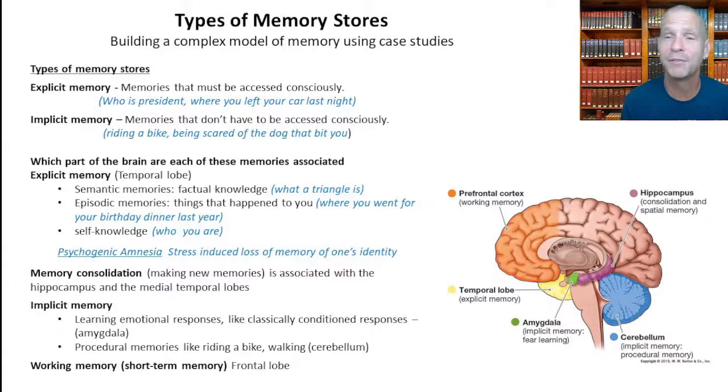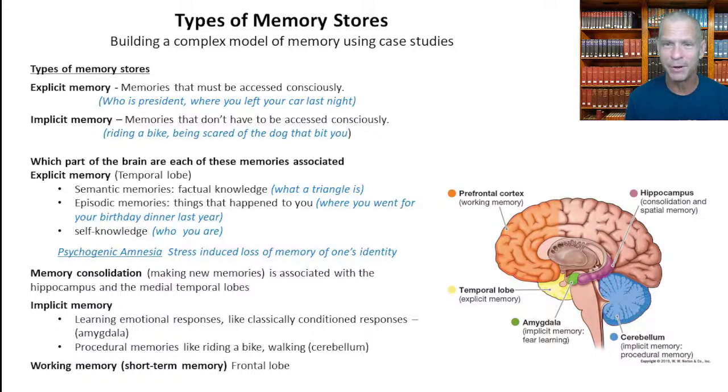You don't really have to consciously be thinking about how to ride a bike in order for your memory of how to ride a bike to take over. You don't really need to think about how to dial a phone. You just dial the phone while you're talking to me. These are memories that you can access and you can use, but you don't necessarily have to be conscious of these memories. Does that make sense? That's what we call an implicit memory.